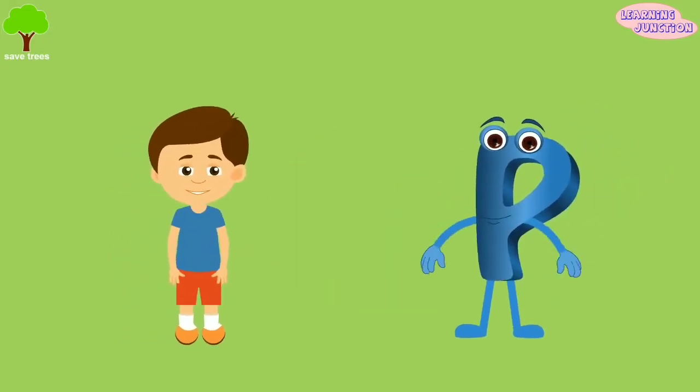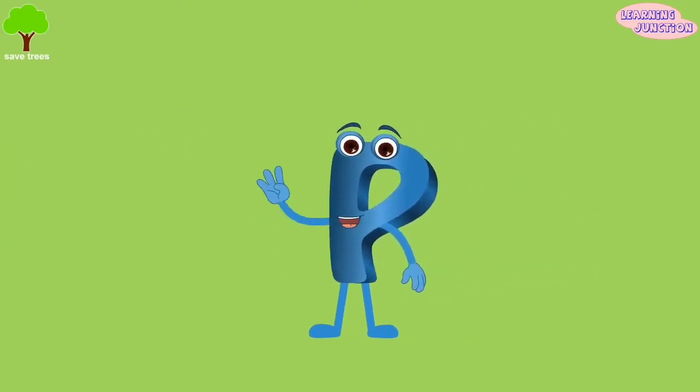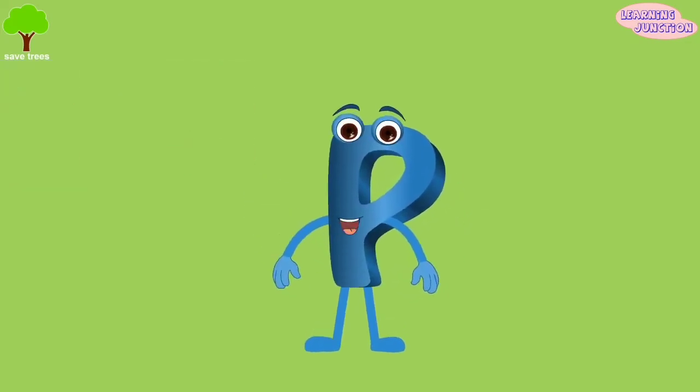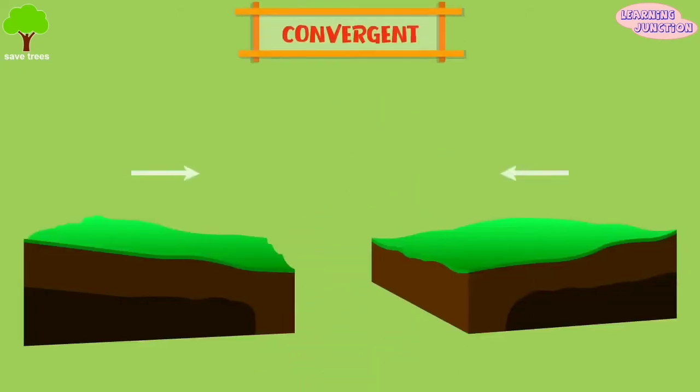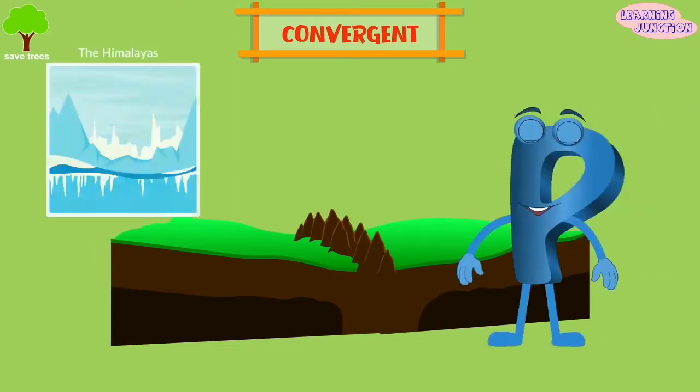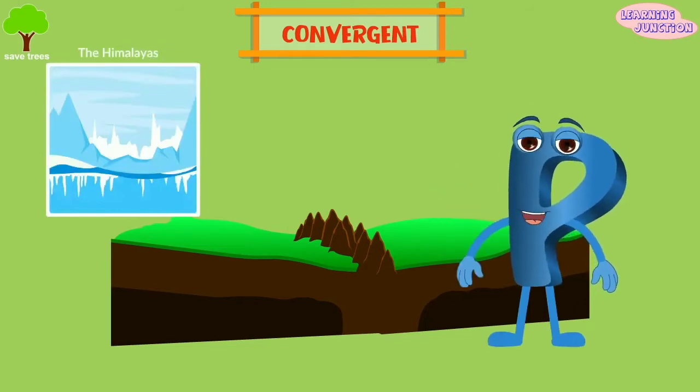You must be wondering, what moves the tectonic plate? The plates move using 3 types of movements. They are convergent, divergent, and transform movement. Let's learn about them one by one. Convergent. In this movement, the plates move towards each other and give rise to geographical structures like volcanoes and mountains. The Himalayas were built by this movement.